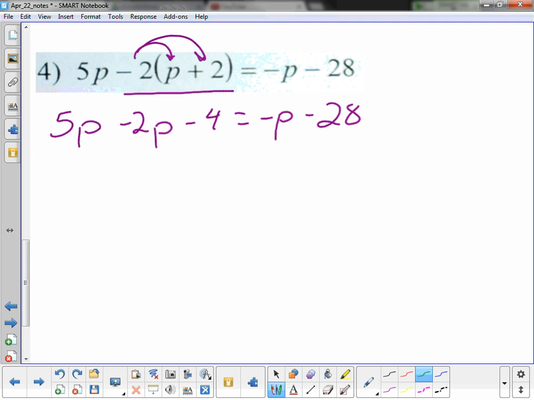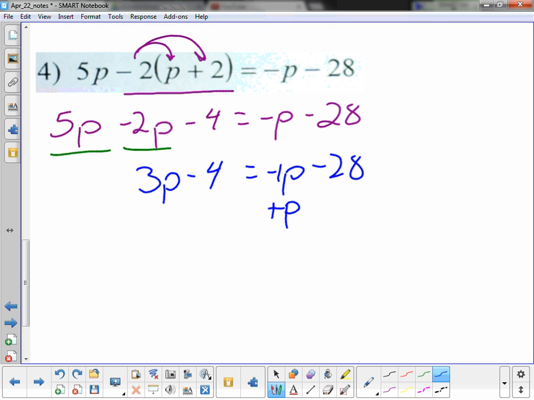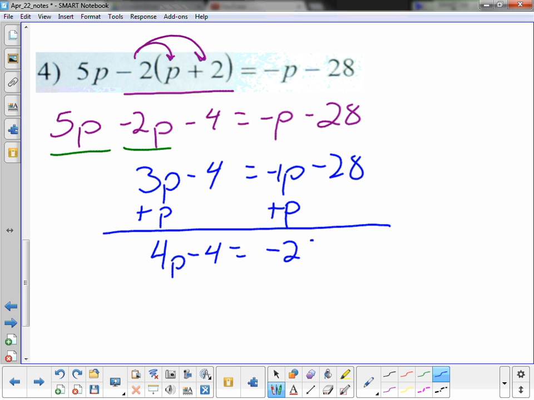So now I'm looking for like terms. I've got these two like terms on the left, which gives me 5p minus 2p is 3p minus 4. On the right, I get -p minus 28. So now I want to get the variables all on one side. So I look for the smallest variable first, and this -p is actually a -1p. -1 is further left, so that's the one I want to get rid of. Since it's a negative, I'm going to add 1p to both sides. So now I have 4p minus 4 equals -28.